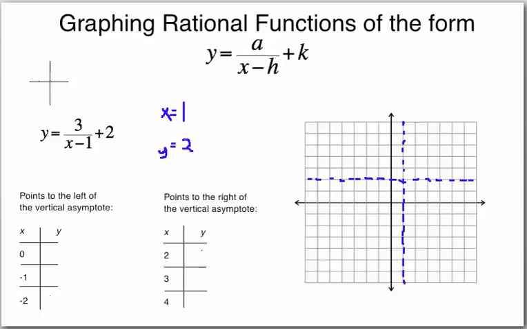Hi guys, and welcome to graphing rational functions of the form y equals a over x minus h plus k. All of these functions are going to have about the same general shape, and that shape is called a hyperbola. If you look over here at this very small coordinate plane that I drew, I'm going to sketch the general way that it's going to look.